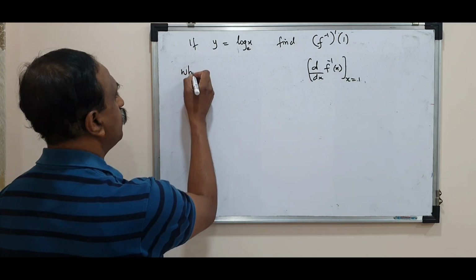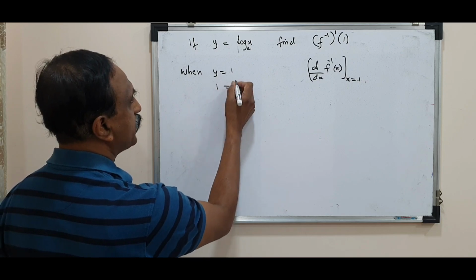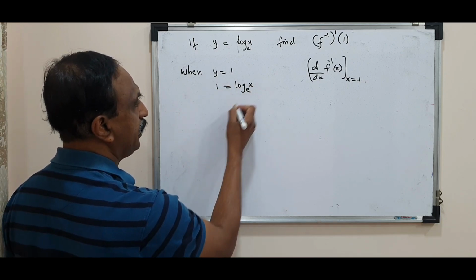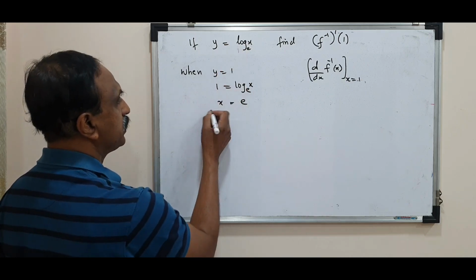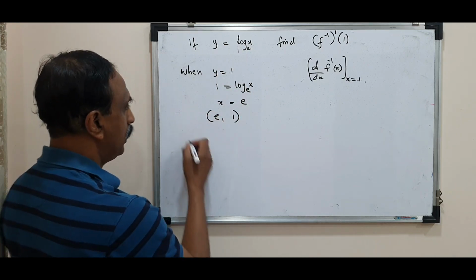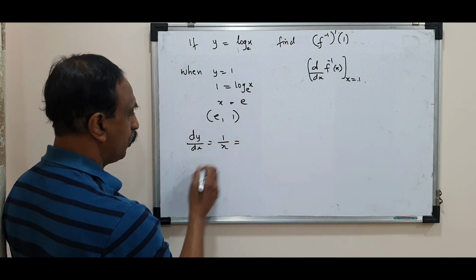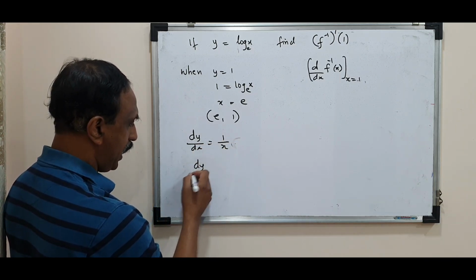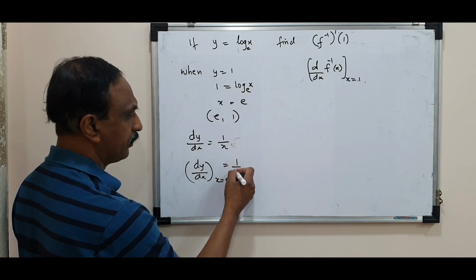So when y is 1, what will be the value of x? So 1 is equal to log x to the base e. So x will be e. So the point in this is (e, 1). What is the derivative dy by dx? 1 by x. So what will be the derivative at x equal to e? It is 1 by e.